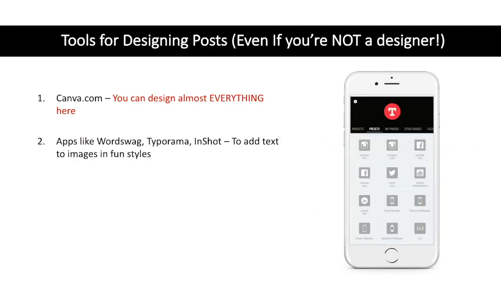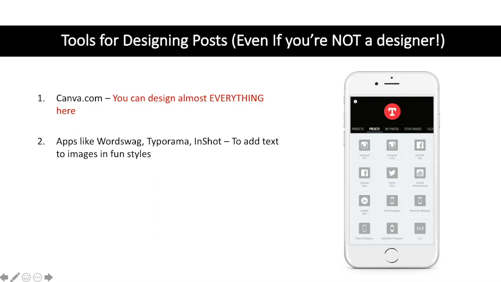Another option, so if I have an iPhone, I'm sure they're on the Android too, but apps like WordSwag, Typorama, InShot, these are all great because you can just grab a photo, pop in a quote, and it'll automatically design it for you. So with Canva, you can drag and drop a little bit if you don't want to follow one of the templates exactly. These will just design it for you.